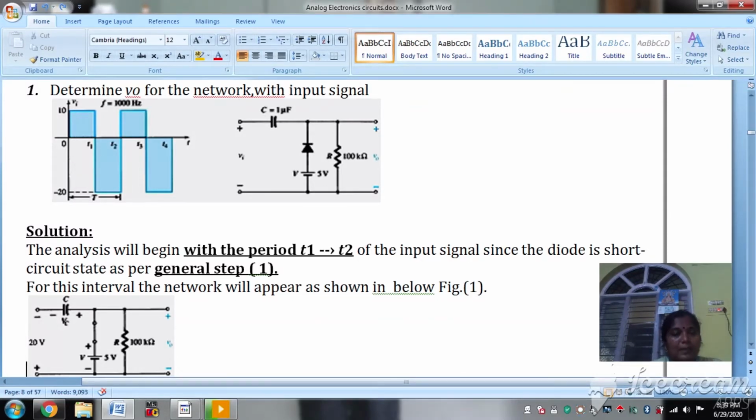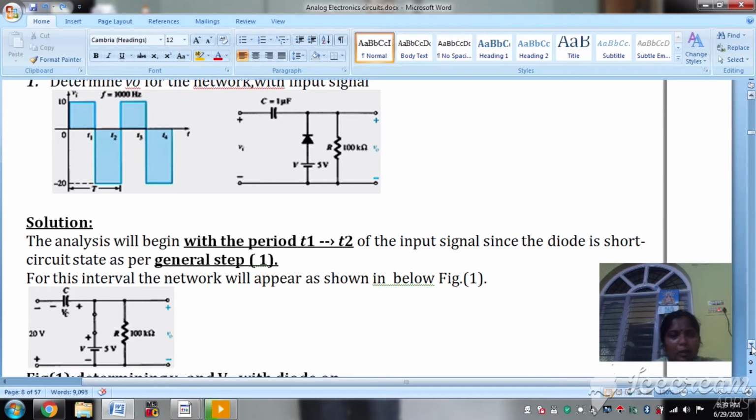Just for analysis purposes only, I have taken the interval T1 to T2, where the diode is forward biased because of the supply. I'm taking the analysis from the negative half of the cycle, that is T1 to T2. For easy analysis only I have taken it, no other reason.